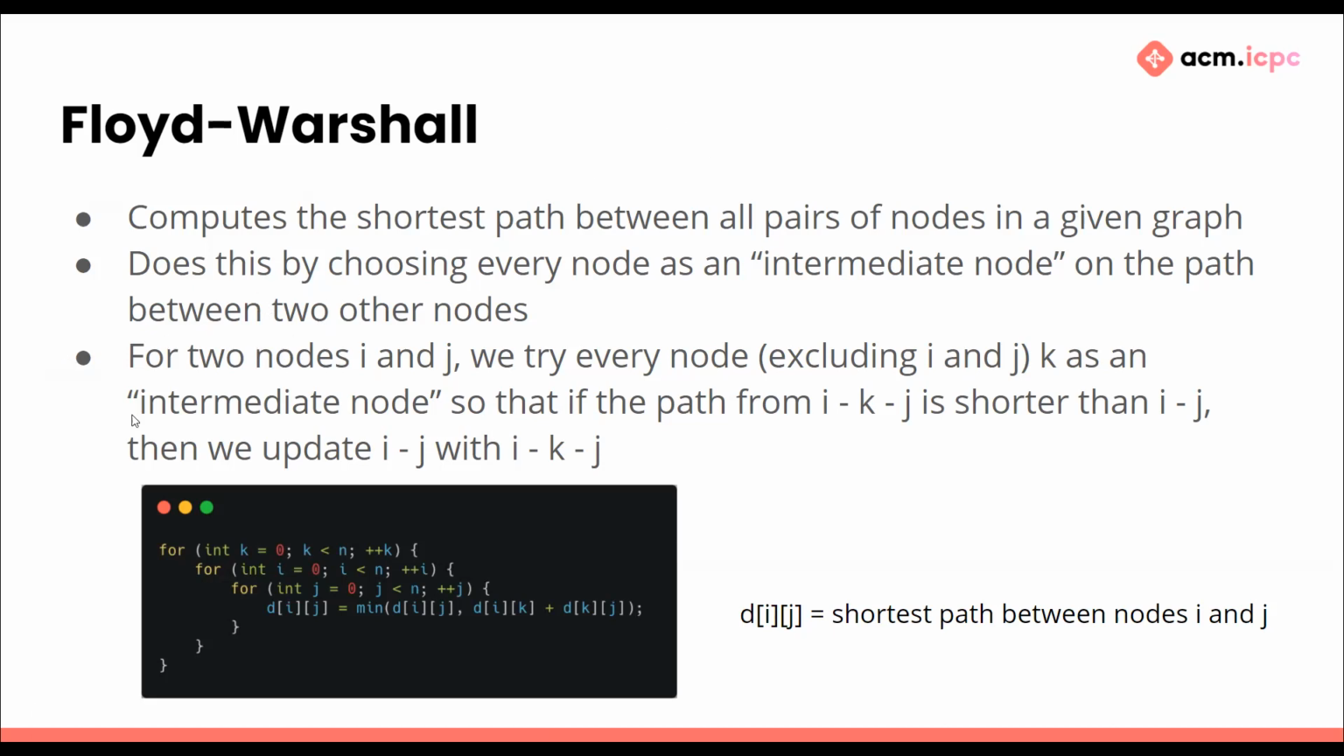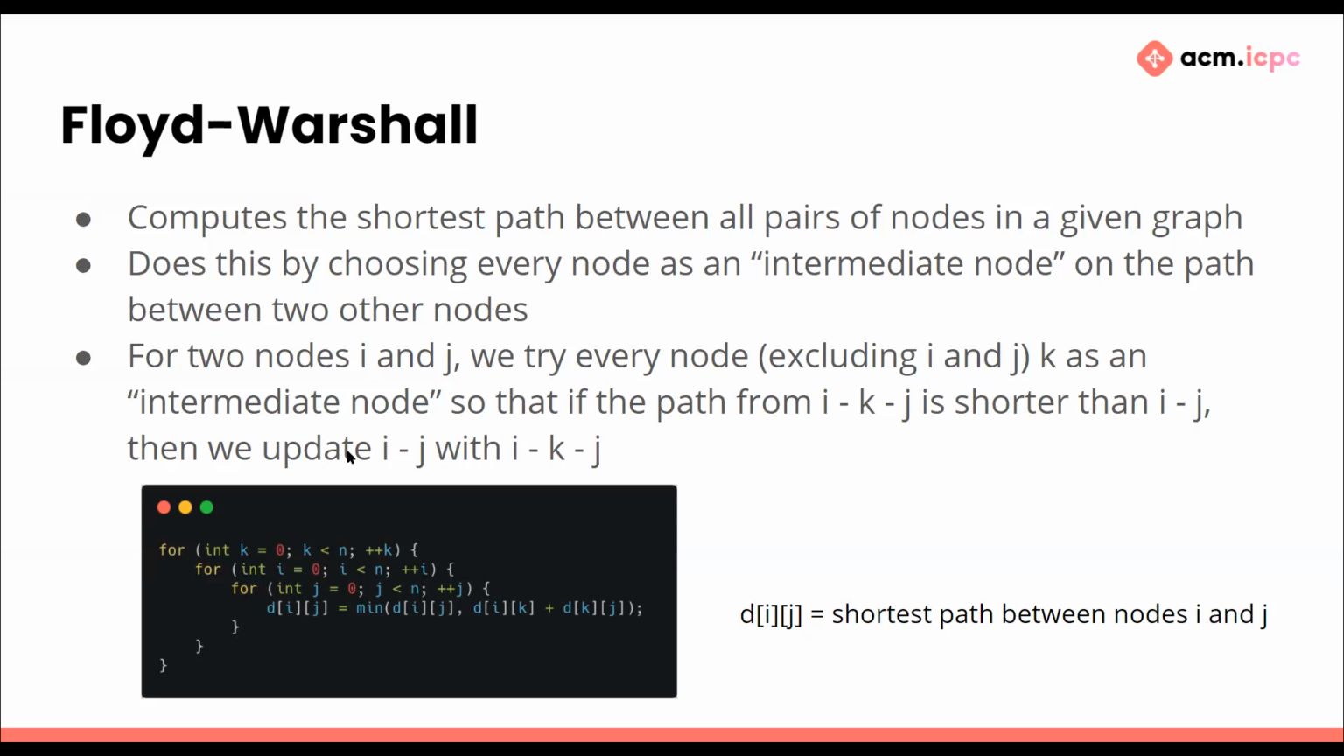And so how does this algorithm work? The general idea here is we want to choose every single node as an intermediate node on the path between any other two nodes. This might seem a little confusing at first, but maybe looking at the code will help. Looking at the code, we have 3 nested for loops, and the outside is k, and then we have i and j. So i and j here are the 2 nodes that we're trying to calculate the shortest path between, and k will be our intermediate node.